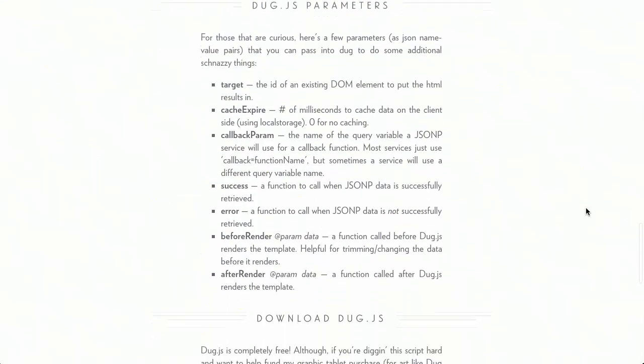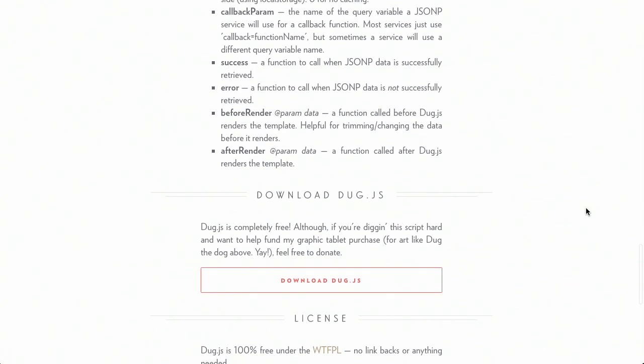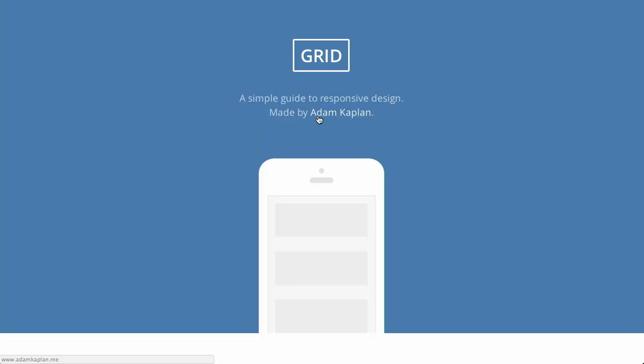Wow. So as you expect, it supports a bunch of different parameters. It's very, very easy to use. You can download it right now. Pretty cool project. I dig it. Dug it. Next up is Grid, which is a simple guide to responsive design made by Adam Kaplan.